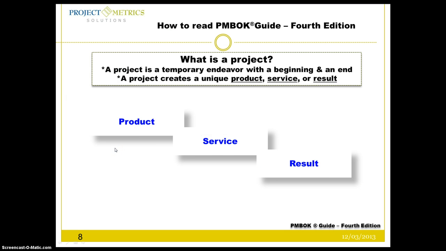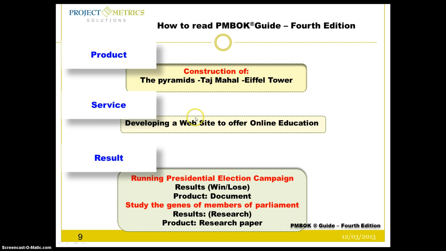What is a project, in a way? The definition: it is a temporary endeavor with a beginning and an end. Very important definition, the beginning and end. It is not continuous. And the project creates a unique product, service, or result. When we talk about the product, construction is an example: Pyramids of Giza in Egypt, Taj Mahal in India, Tour Eiffel in Paris.